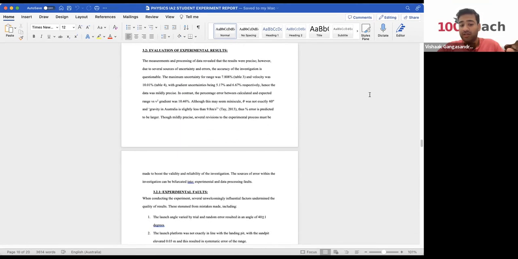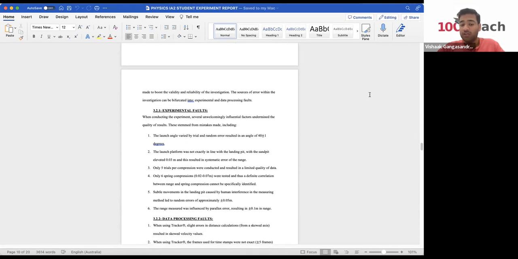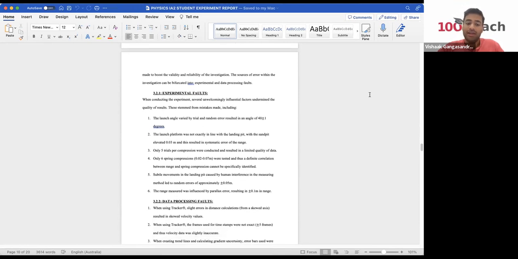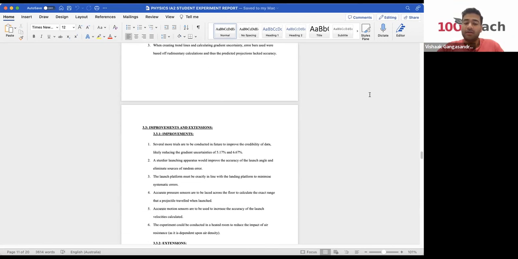Evaluation of experimental results. So in my evaluation of experimental results, I outlined in 2 separate sections what the experimental faults were, so actually conducting the experiment, and in data processing, right? So we had to shoot a ball and measure the speed over time, and what the data processing faults were. And again, in a list, it makes it very easy for teachers to mark.